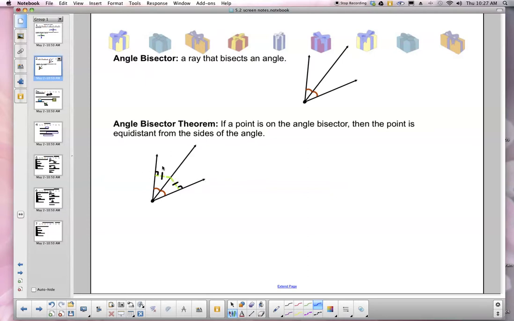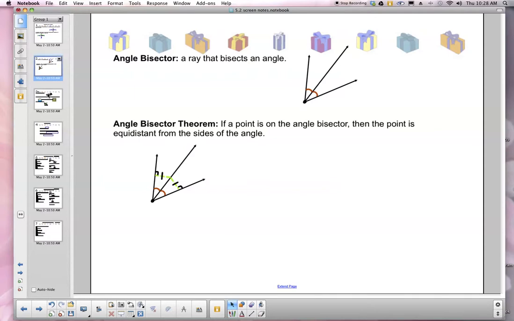You wouldn't say that the distance from here to here would be the same as the distance from here to out here. So it has to be when you draw the perpendicular line out to the side that those distances are the same. So these green lines show exactly that: when I drew the line from a point out to the side at a 90-degree angle, then the distances were the same because it's on the angle bisector. And that holds true for every point on that ray.